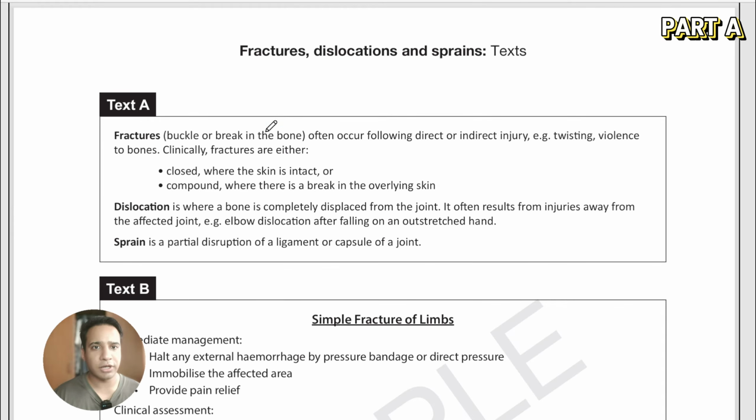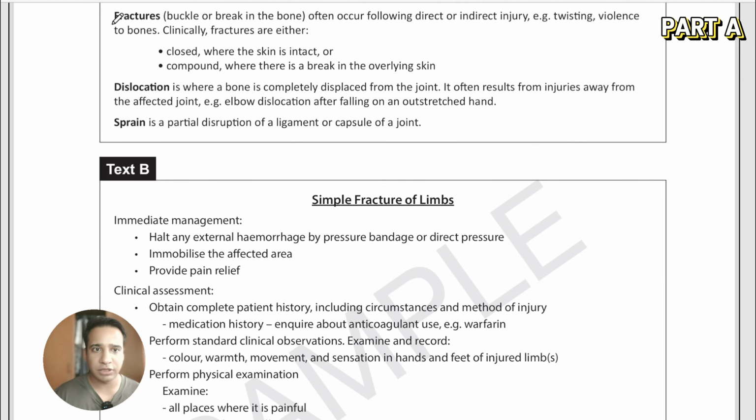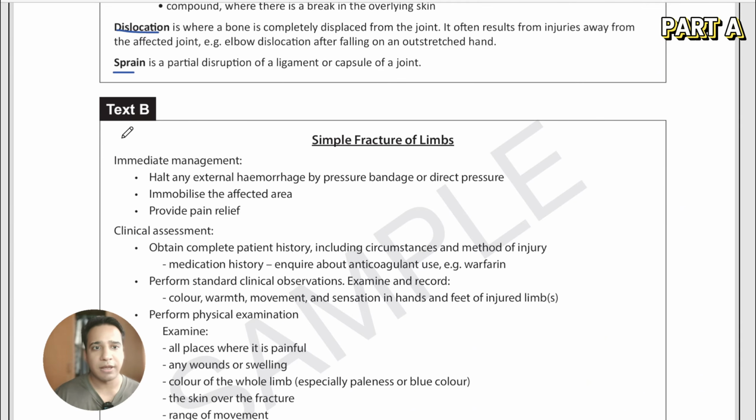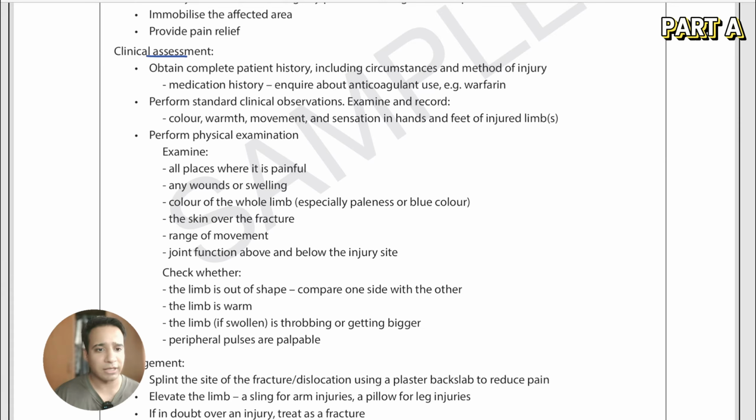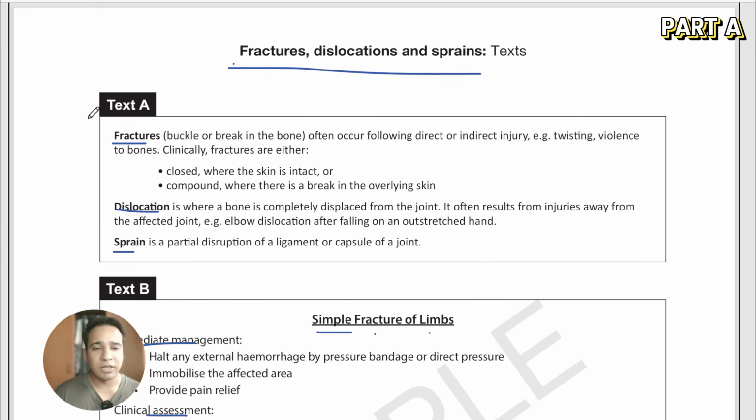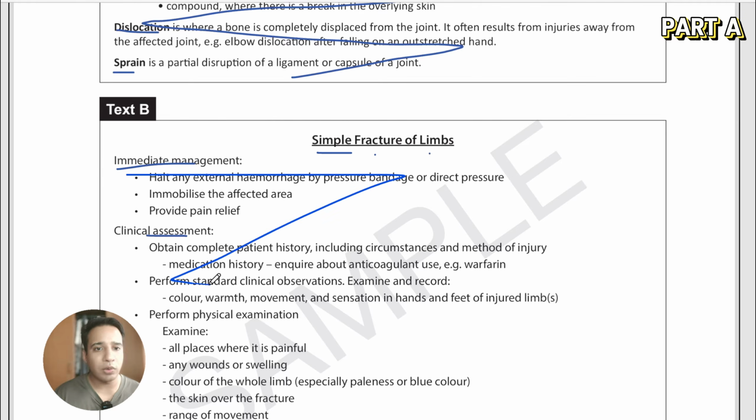First 1 minute, quickly look at the headings and what each text is about. So the heading is about fractures, okay? Text A is talking about fractures, dislocation, sprain, okay? Text B is more about simple fracture of limbs. It's about management, assessment, and then again management of that side. So you have to read it in a zigzag manner. In 1 minute, you have to go through all the text.